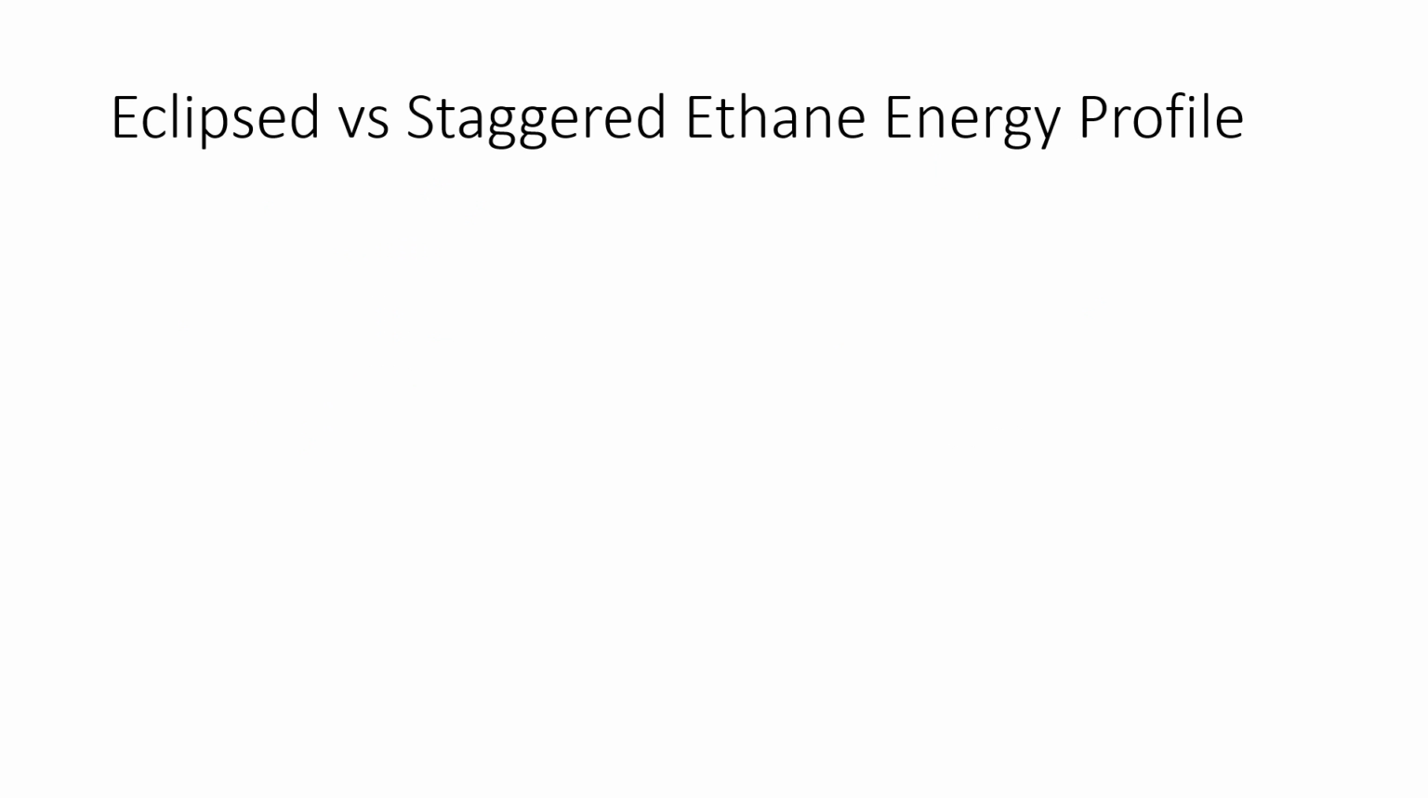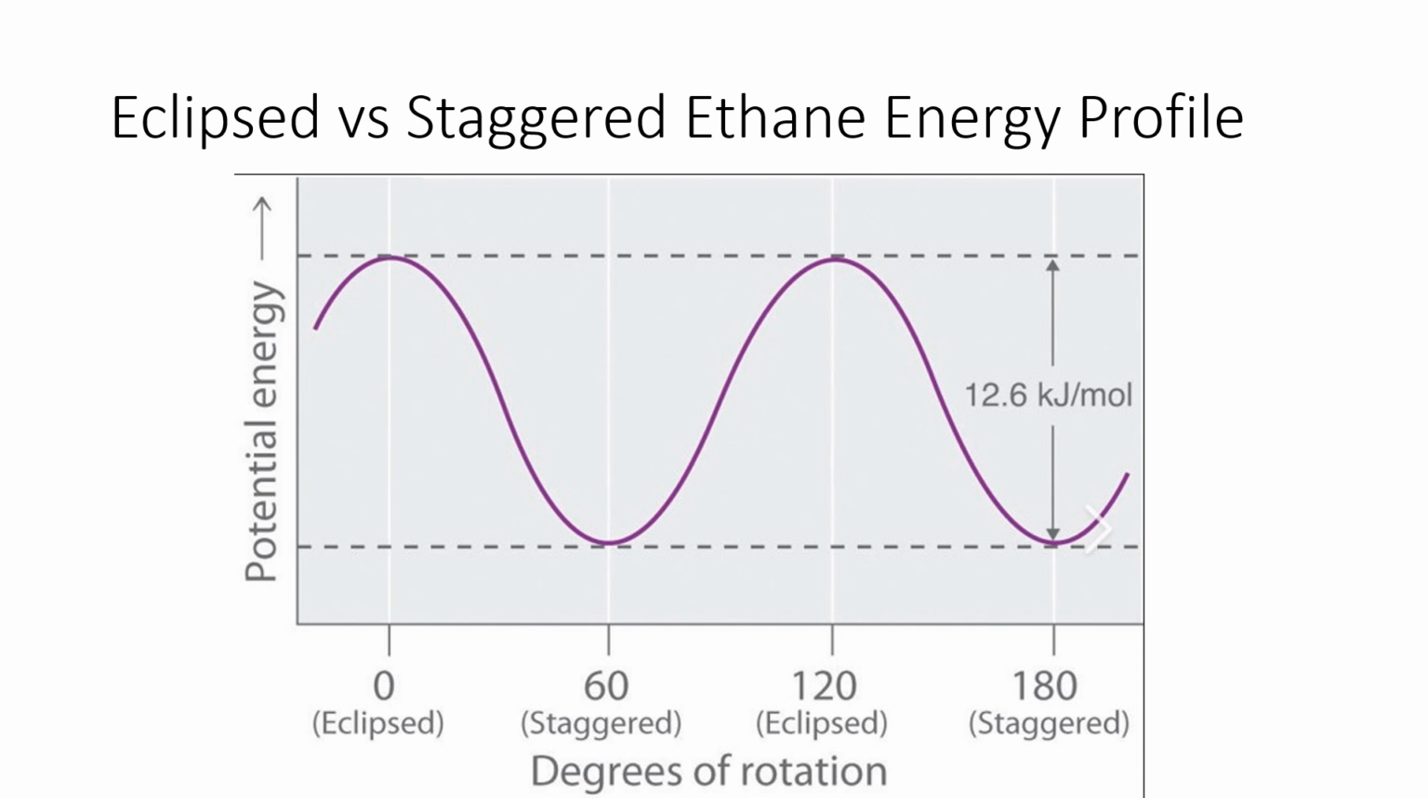Let's now take this one step further, and if any of you have taken organic chemistry, you've probably seen this exact example in your class. This is the eclipsed versus staggered ethane energy profile. Don't let all the fancy words confuse you. Let's talk it through. On the x-axis, we have 0 degrees, 60 degrees, 120, and 180. This just represents the degrees that are in between the front hydrogens and the back hydrogens. We said there was a 60-degree rotation in between each conformation.